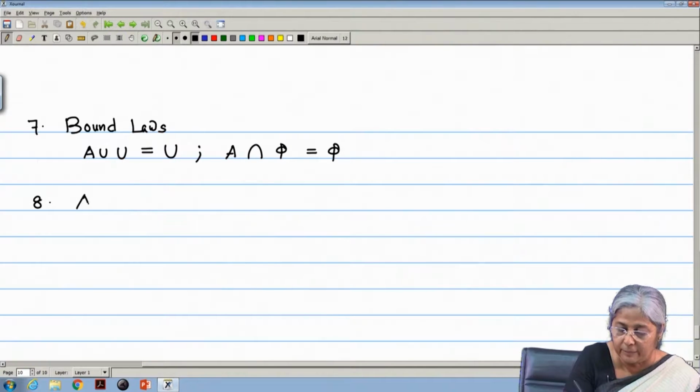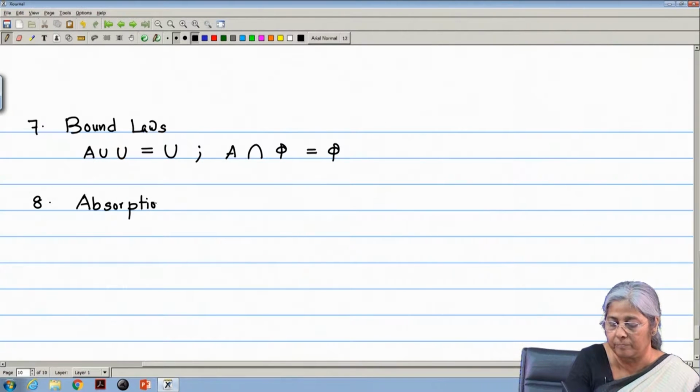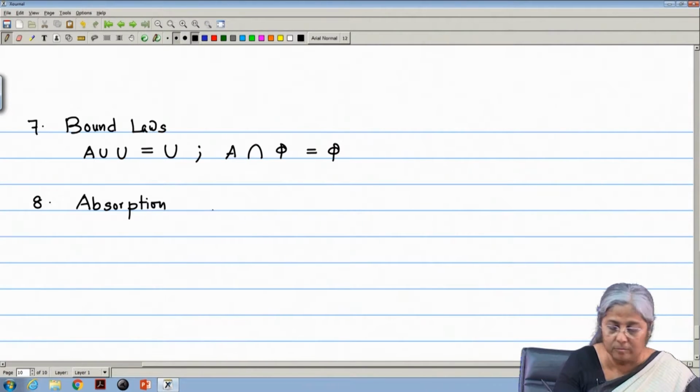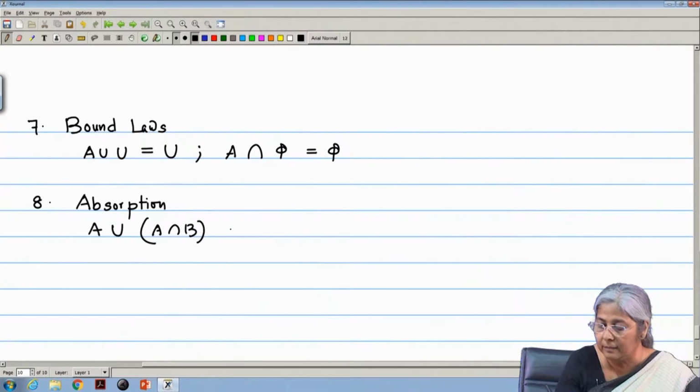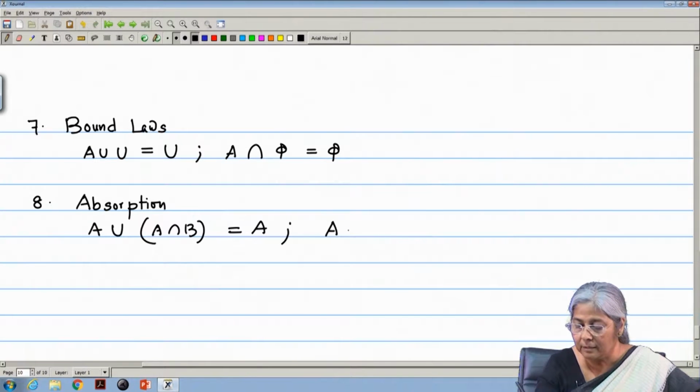Now, I have absorption. This is very important when we try to simplify some set operations. So, absorption is A union A intersection B is A only. Similarly, if I exchange intersection and union, I will be getting A only.